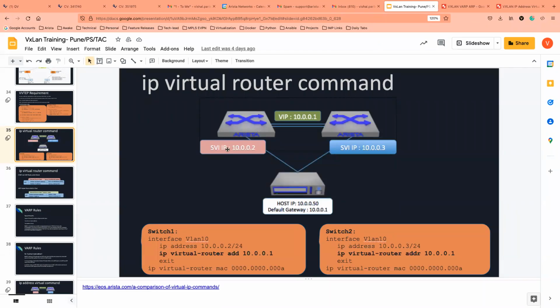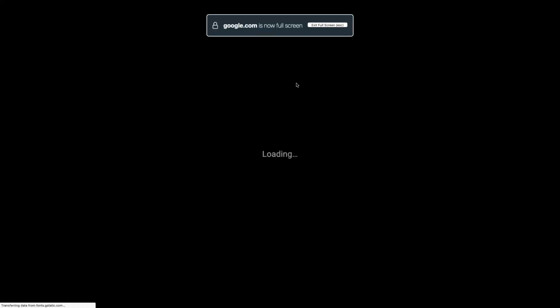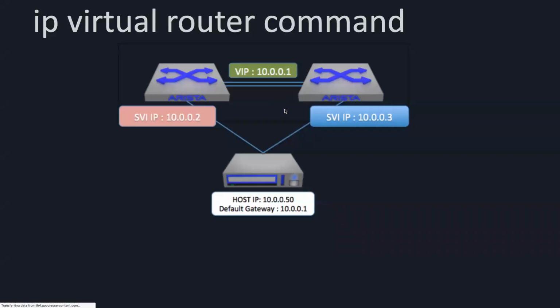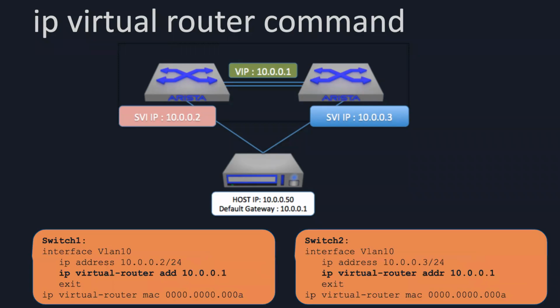Okay, so let's start with the IP virtual router command, right? If you remember, we have two different types of commands we use. One is the IP virtual router command, which we also call VARP, and another is IP address virtual, which we will also discuss. And the basic difference we discussed is in the IP virtual router command.